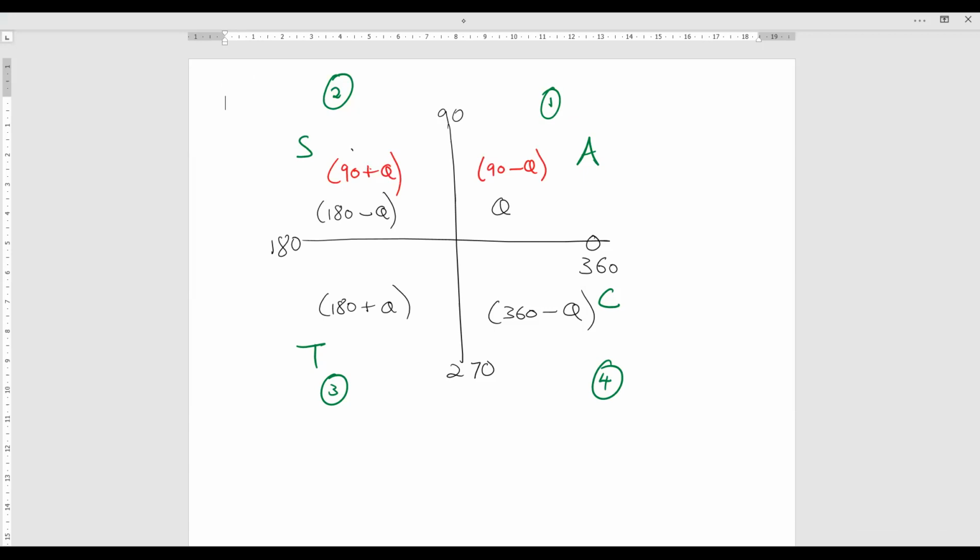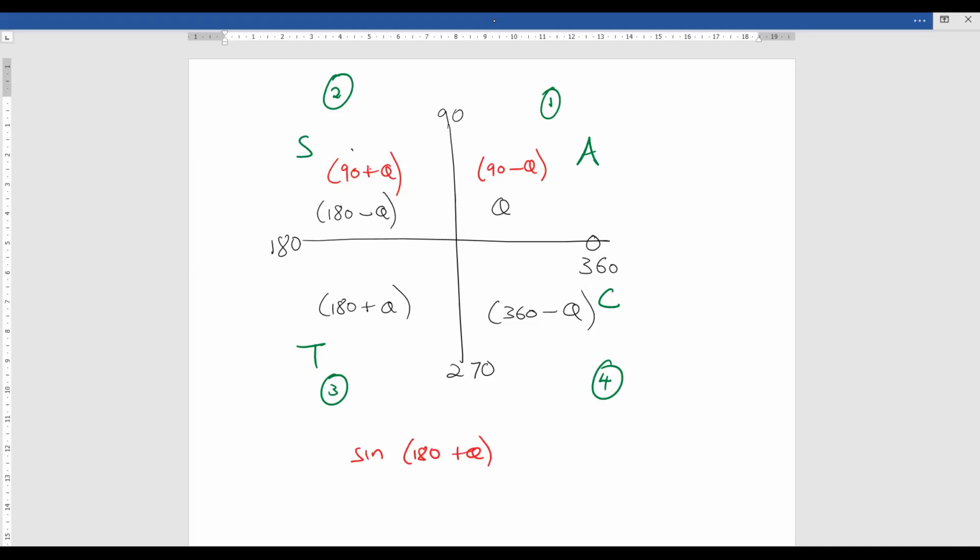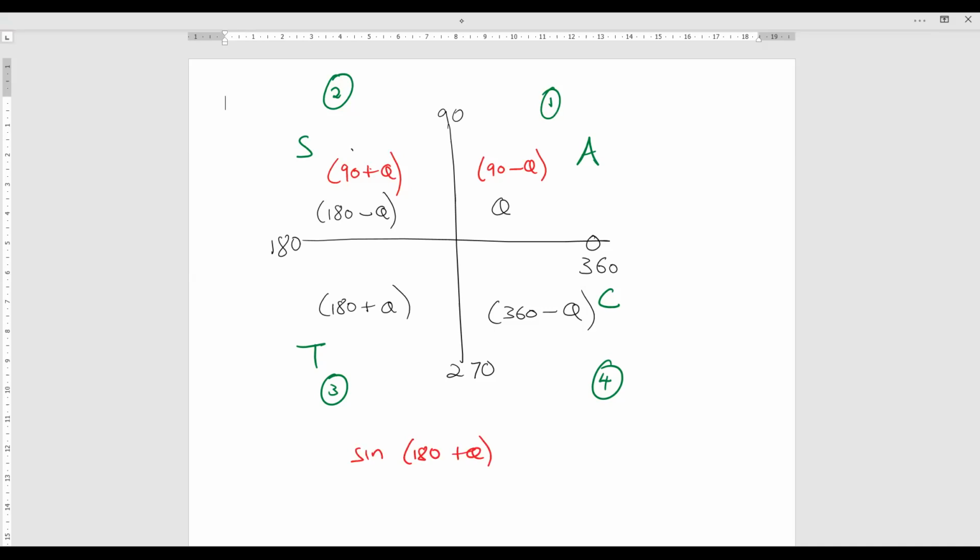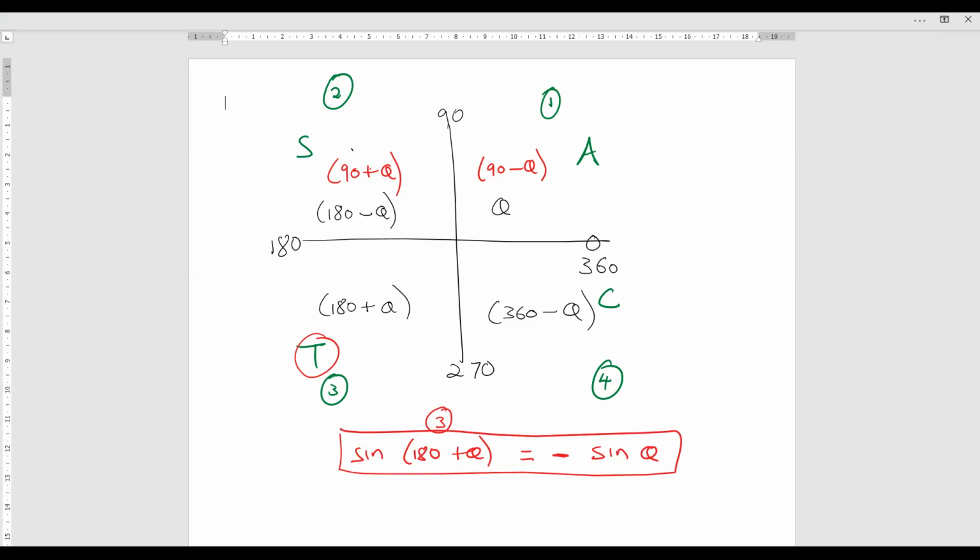If we have something called sine of 180 plus theta, the first question we ask ourselves is, in which quadrant is this? And that 180 plus theta is in quadrant 3. If you look in quadrant 3, only tan is positive. So in quadrant 3, we know sine will be negative. And we're using the reduction formula, sine of the acute angle called theta. So that's a simple way we can use the reduction formula.